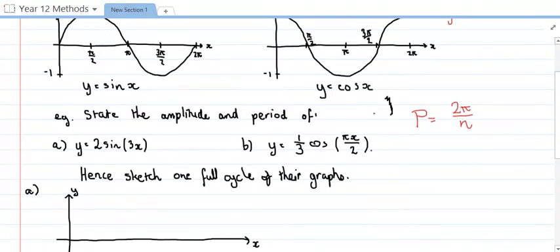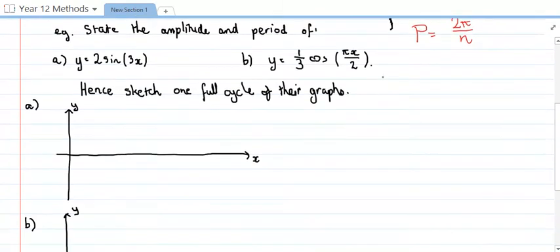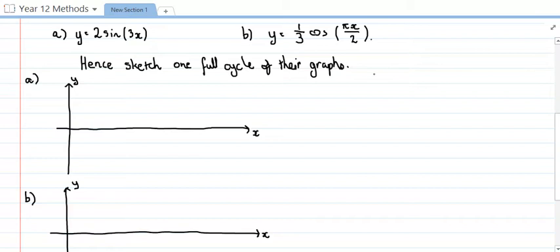Alright, there we go. So, we have just a couple of questions here. The first one is to state the amplitude and period of these functions and then sketch the graphs of them. So we can see in the first one y equals 2 sine 3x. The amplitude is going to be given by this 2 here, and the period we will calculate using this 3 here. So just on the side I'll write a equals 2. That means it's going to deviate 2 units either side of the x-axis.